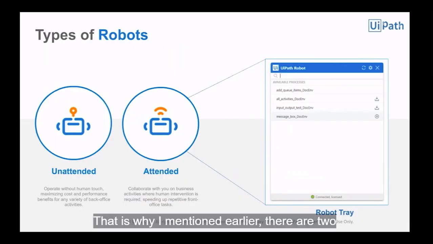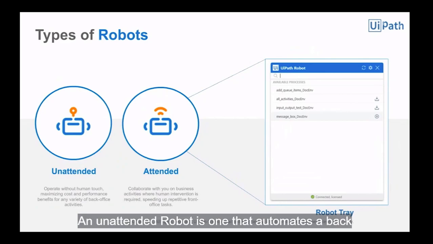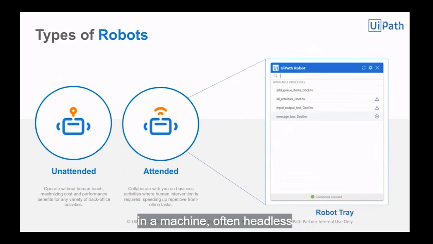As I mentioned earlier, there are two main types of robots: unattended robots and attended robots. An unattended robot is one that automates a back office set of processes, and it runs in a machine, often headless, in a virtualized or server environment, and it automates processes that don't require any cooperation or touch from humans. We'll talk more about some example processes shortly.